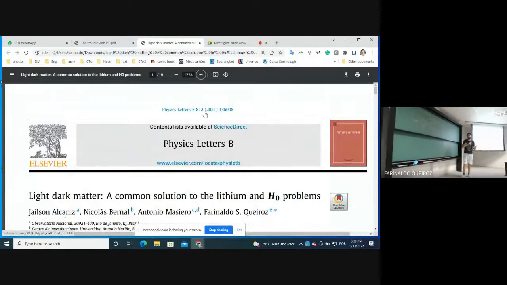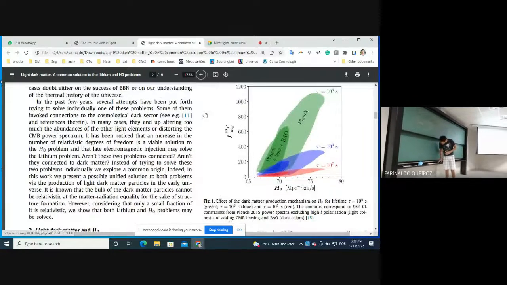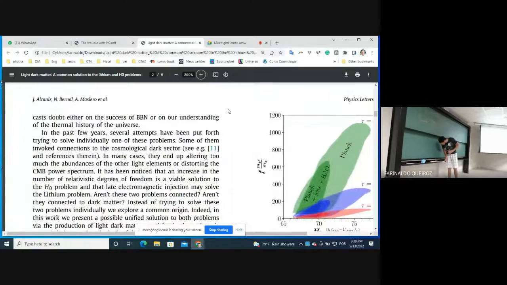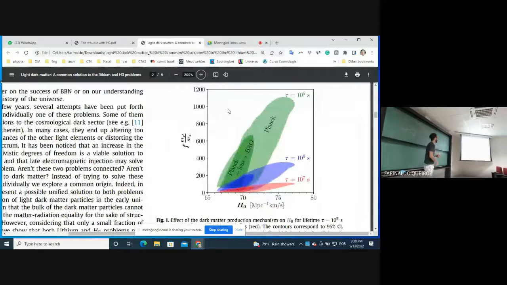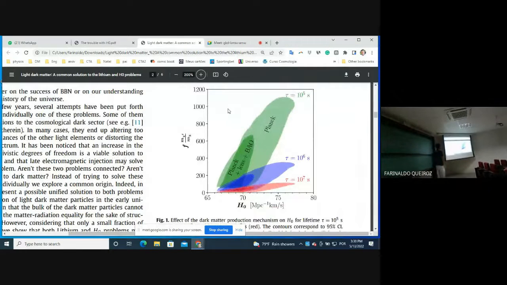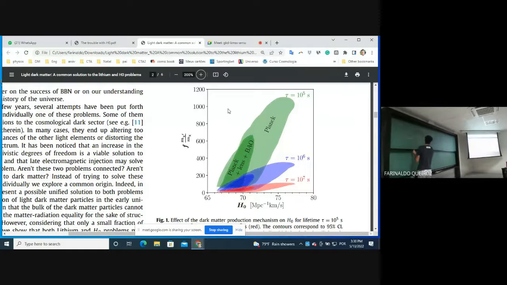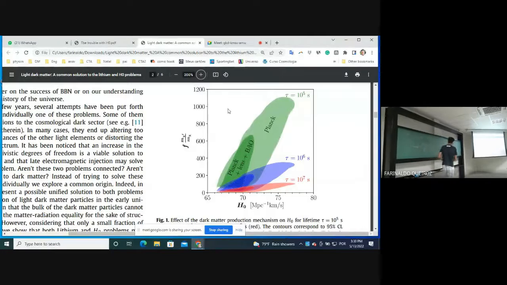And how can we produce this kind of dark matter? Please find the page. There is no number here. Figure 1, page 2. That's the one. Yes. So let's imagine something. I think it's better this way, right?